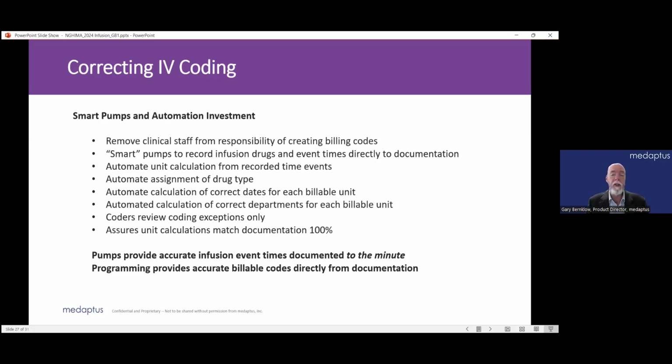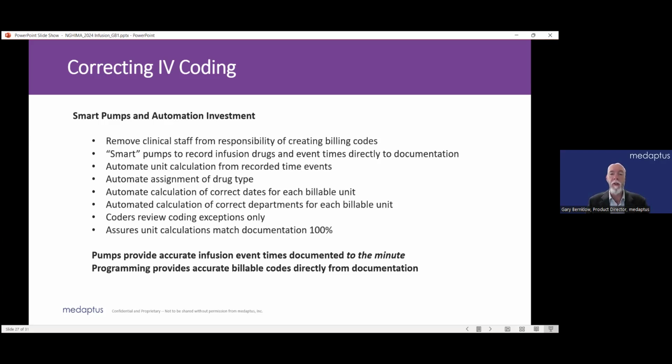And that's because that happens automatically and because the pump generates the data, you're kind of assured to have correct and accurate start and stop times for each one of those events. It'll record infusion drugs and event times directly into the patient's documentation. It'll allow you to automate a unit calculation from those recorded time events. So if you have those accurate start and stop events, you don't have to worry about missing documentation. You can record accurate unit calculation from that.